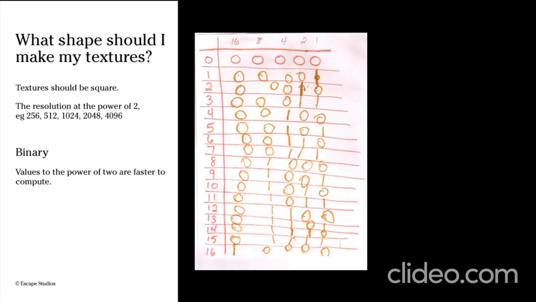Generally speaking, you should make your textures square, as UV space by default is square. Your texture resolution should also be to the power of 2, e.g. 256, 512, 1024, 2048 or even 4096. Without going into too much detail, everything in computing comes down to binary, a numeric system that stores data using two symbols, a 1 or a 0. Therefore, any value to the power of 2 is quicker to compute than a value that isn't.